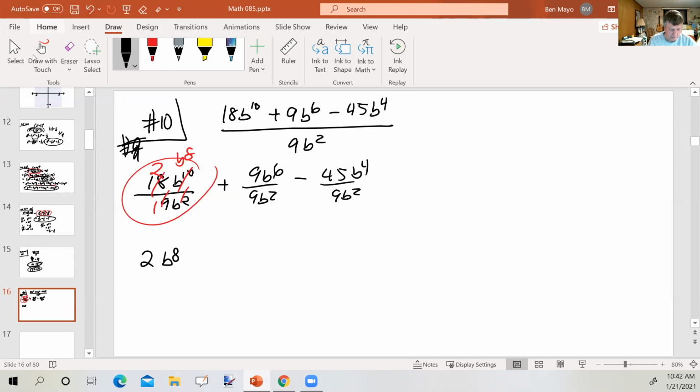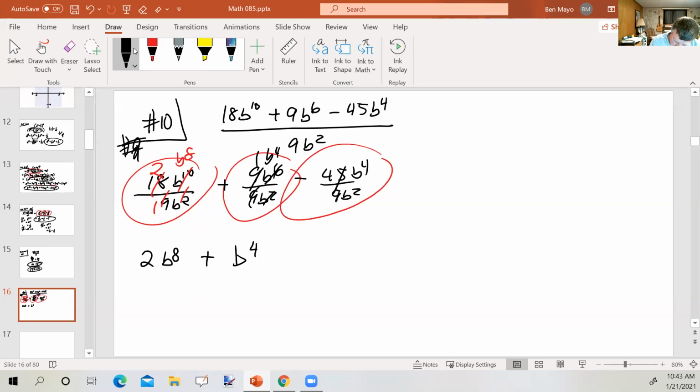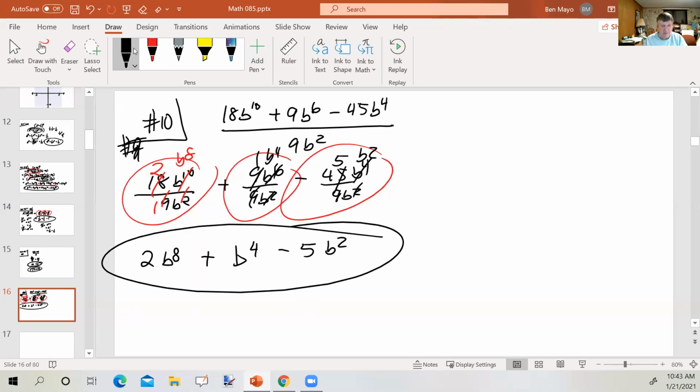Hang on here. Let's see here. Then our next term, we've got 9b to the 6th. 9 over 9 reduces to 1 over 1. B to the 6th over b to the 2nd reduces to b to the 4th. So we get plus b to the 4th. And then minus 45 over 9 would be minus 5. B to the 4th over b squared is b squared. So we get that final answer. Any questions there before I go on?